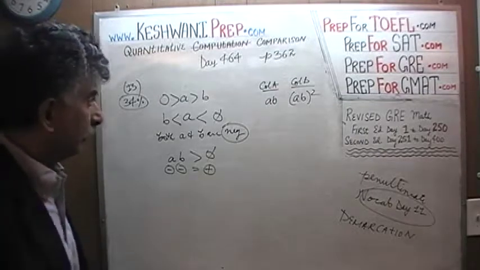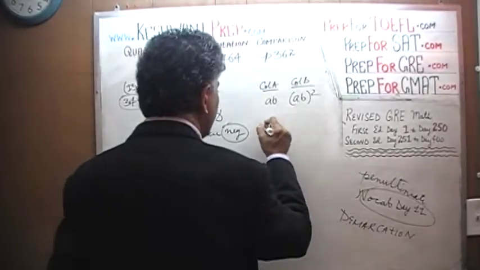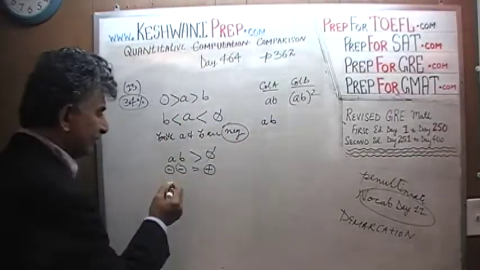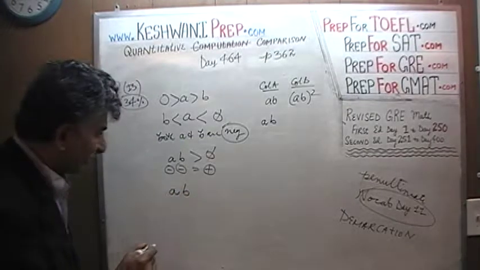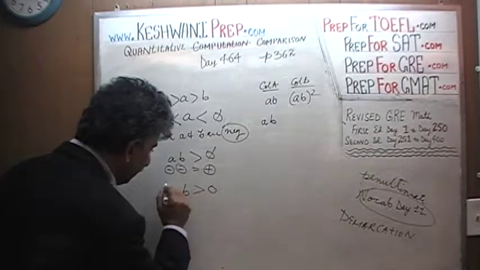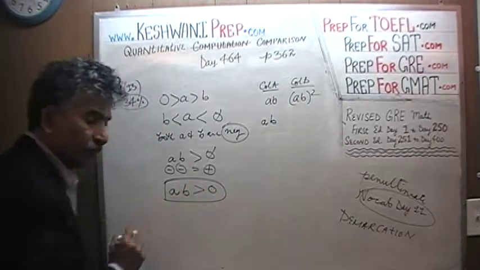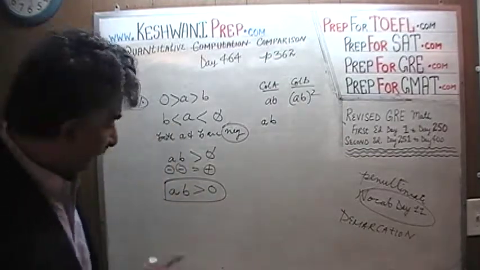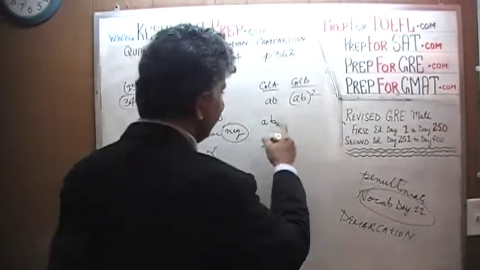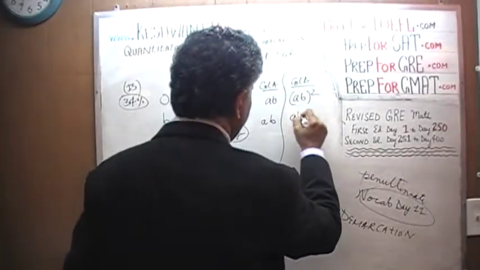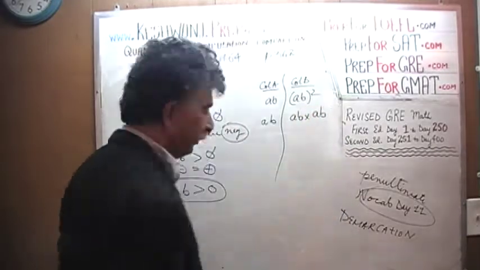Okay, I'm taking too long. I'm going to pick up speed now. Now we start our solution here. Here we have A times B. Now why is this important? Why is it important for us to establish that their product is positive? You will see the significance of that in the next 5 seconds. Here we have AB, and in this column we have AB times AB. Now watch what happens.